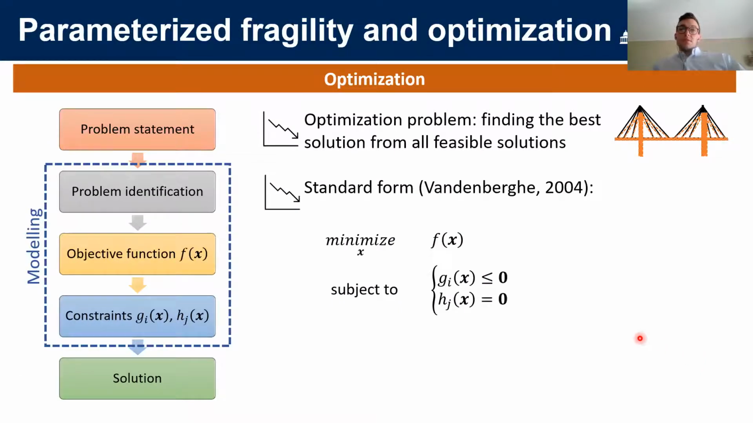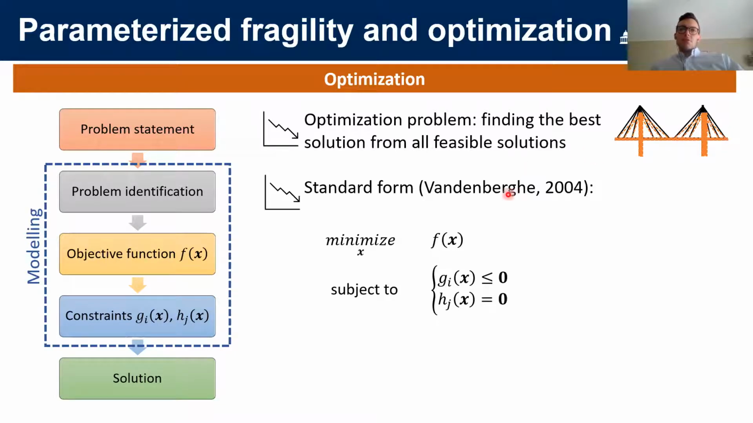The next step consists in using this parameterized fragility function for optimization. The optimization problem consists in finding the best solution from a set of all feasible solutions. For example, we might start from the black configuration over here, and after performing the optimization, end up with the orange configuration for the bridge.